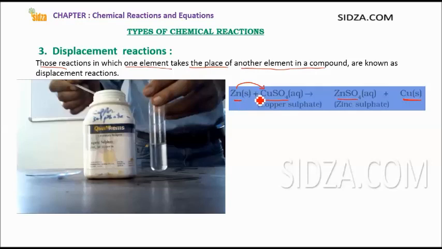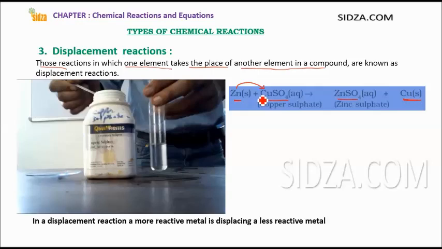Okay, so why? Because zinc is more reactive than copper. So in a displacement reaction, always a more reactive metal, more reactive element can displace a lesser reactive element, which means here zinc is more reactive than copper. That's why the zinc can displace the copper.